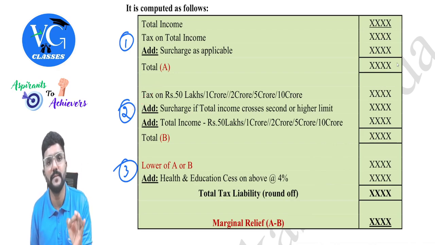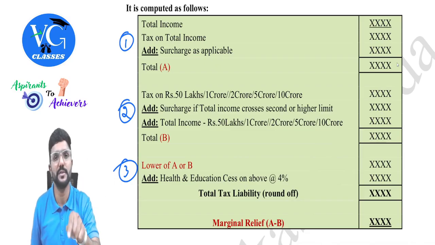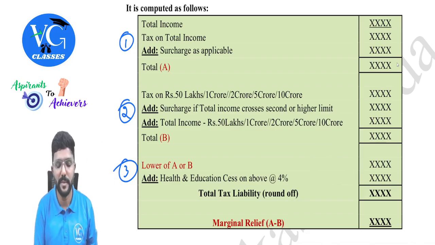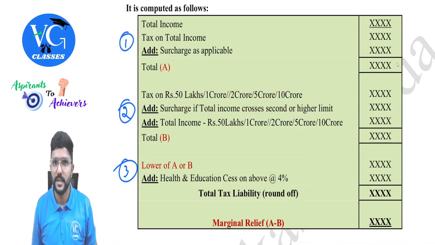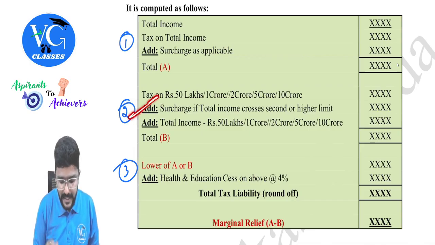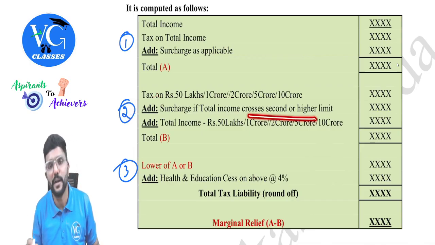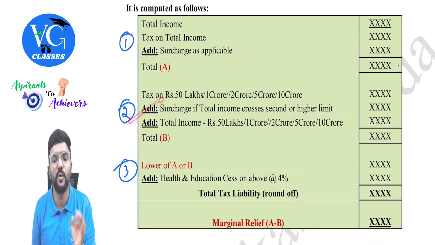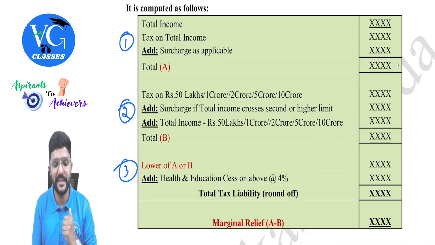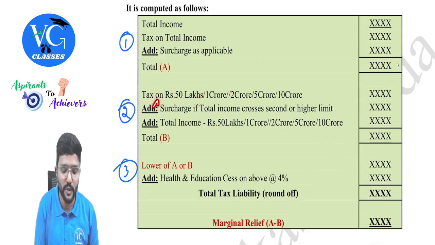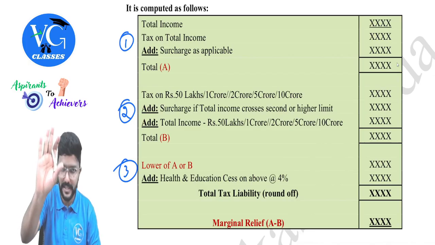Tax on the limit which is crossed by the assessee due to which surcharge is applicable. It might be 50 lakh, 1 crore, 2 crore, 5 crore, 10 crore or any amount. Add surcharge if total income crosses the second or higher limit. Surcharge will come only if the total income of an assessee has crossed the second or higher limit. If it has crossed only the first limit, then there is no surcharge. Clear?